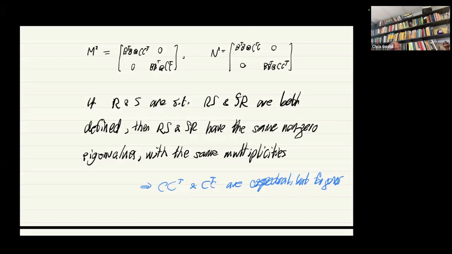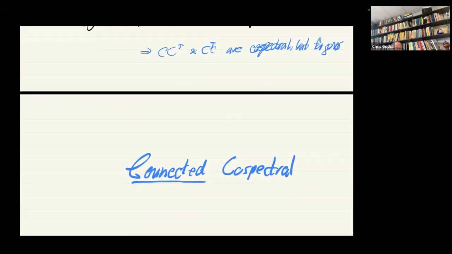At some point, someone's going to say to you, well, let's just deal with connected graphs. We can always deal with the components of disconnected graphs. So we should just be worried about whether we can get connected cospectral graphs. And we don't have any examples just yet.